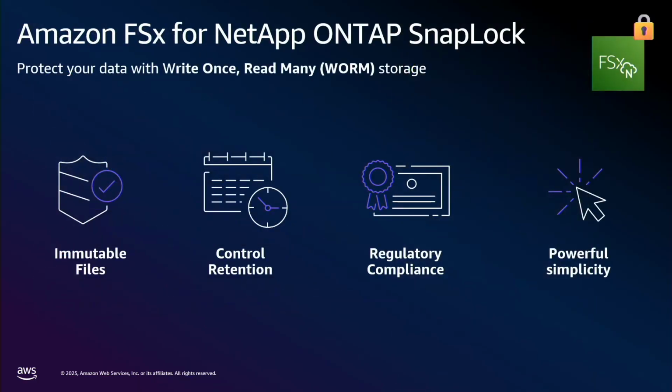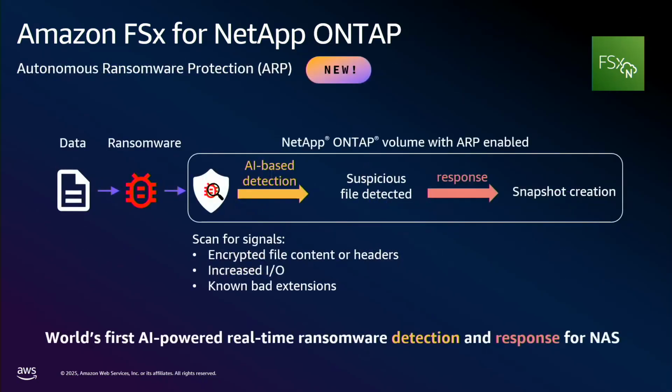With Amazon FSx for NetApp ONTAP, we can now add SnapLock. This makes the data immutable, and for my financial services customers, it ticks the regulatory compliance boxes as well. But, I hear you say, we can go even further. Just a couple of weeks ago, we also announced for Amazon FSx for NetApp ONTAP, the Autonomous Ransomware Protection, ARP.